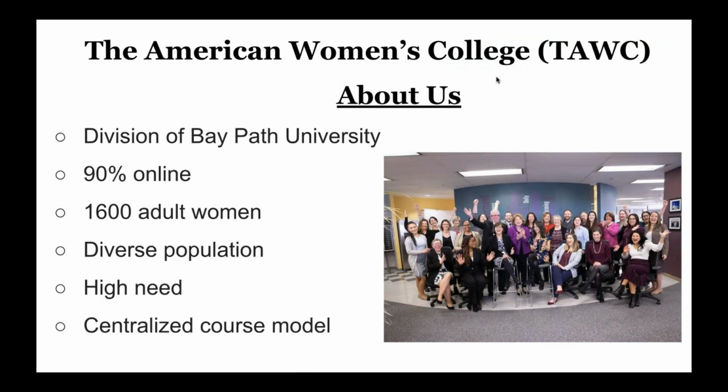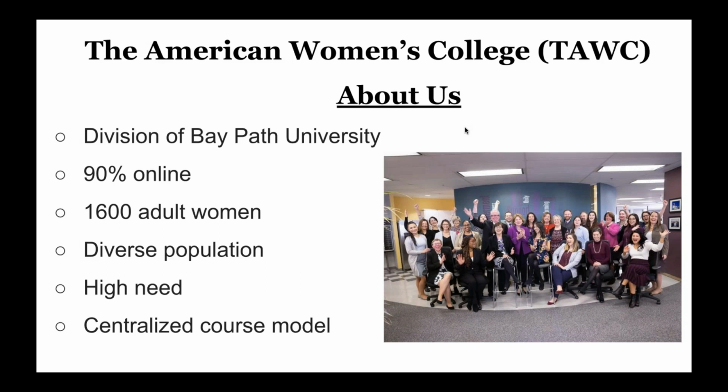So to begin, we wanted to provide a little bit of institutional context of the American Women's College. As Sarah mentioned, we are a division of BayPath University, which is a small liberal arts college in Longmeadow, Massachusetts. There's three main divisions. We have the American Women's College, which is about 90% online, and we do offer some hybrid courses on Saturday as well. But we also have a graduate division as well as a traditional residential program on campus. Our student population is about 1,600, and we serve adult female students. It's a very diverse population with a high need. So many of our students are Pell eligible.